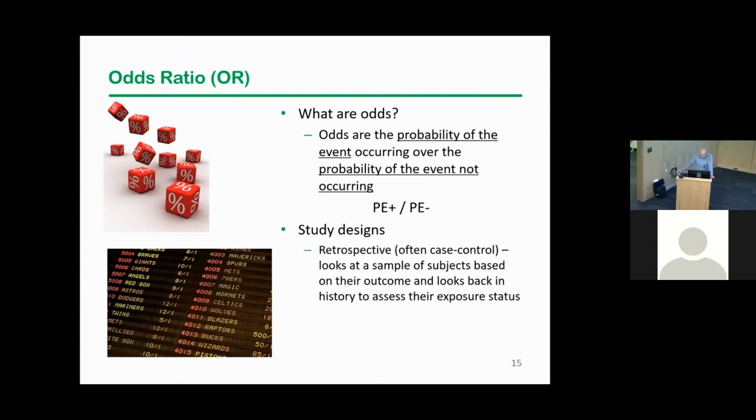As I was talking about, a retrospective study design is typically most frequent for odds, usually case control. In a case control study, we often start with the disease. We then match controls to the people that have disease and then look back at the risk factors. That's the most common setup for a case control study and the most often used situation for odds ratios.